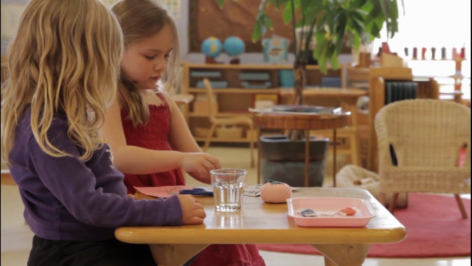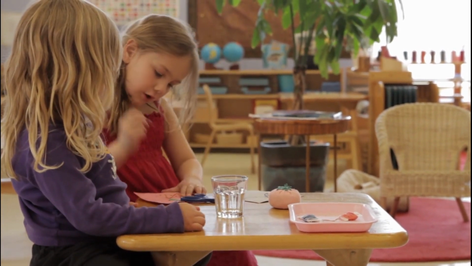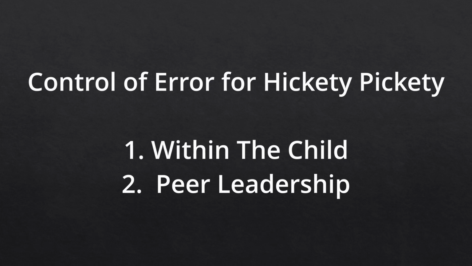So my answer for the control of error for this game is within the child, right? Trust that this is a developmental process that they're going to get. Don't be impatient. Don't interrupt. Don't correct. Trust the process that they're going to get it. It's just a matter of time. And also use other children to help correct the other children, because that is acceptable in a Montessori environment.